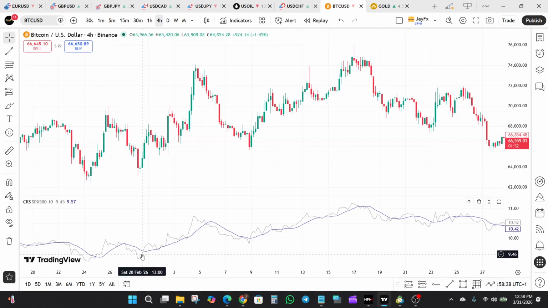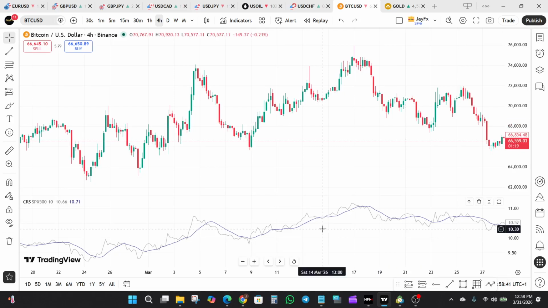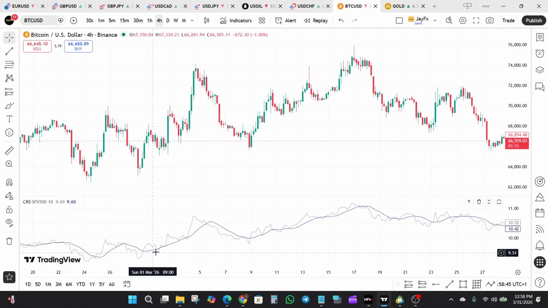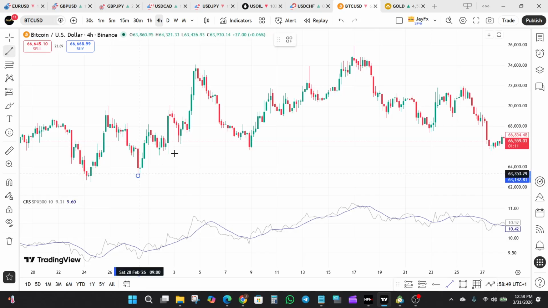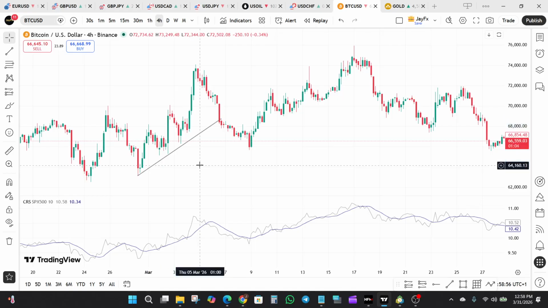So when you notice the gray line cross above the blue line, it's a buy signal, right? As you can see what happened here, and here again. So that is one. And then I said the slope. Now the lines are sloping upwards, showing that the trend is bullish, right? So when the lines are sloping upwards, you should only take buy trades, buy signals.